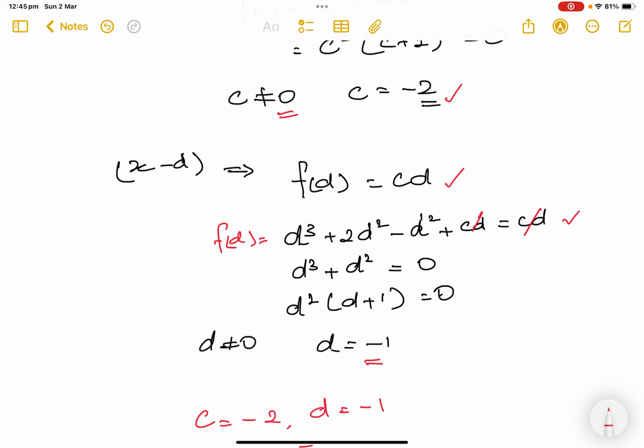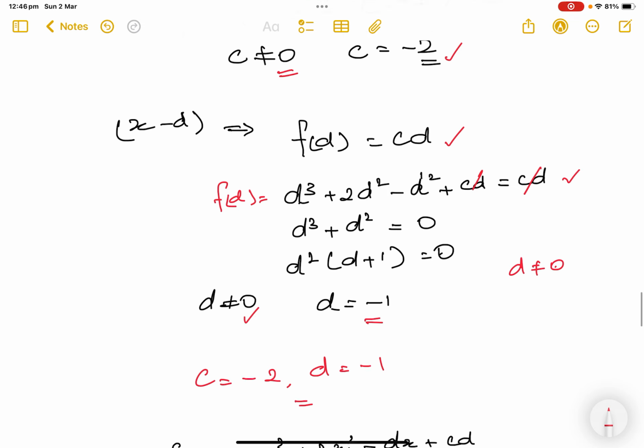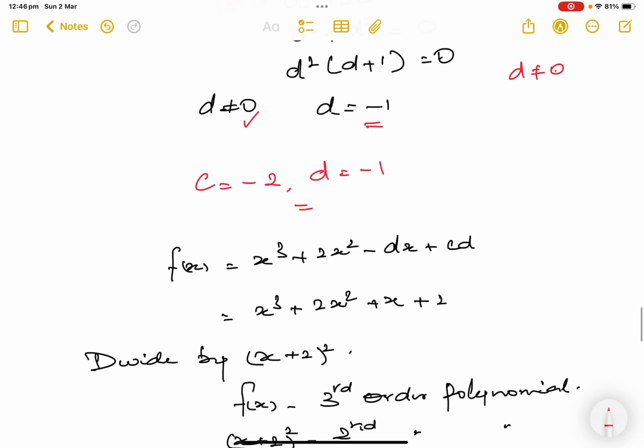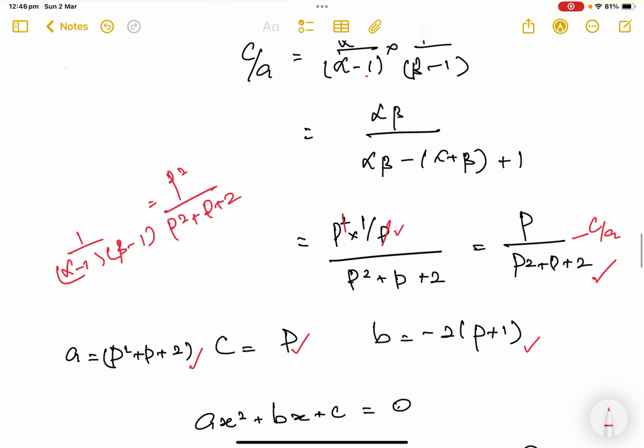Now cd is cd. If you bring that cd to this side, it will cancel out. So what we are left with is d cubed, and 2d squared minus d squared is 1d squared. So d cubed plus d squared equals 0, and d squared times d plus 1 is 0. Again, d isn't 0, it is non-zero. Therefore, d equals minus 1. So c equals minus 2, d equals minus 1. So that's done.